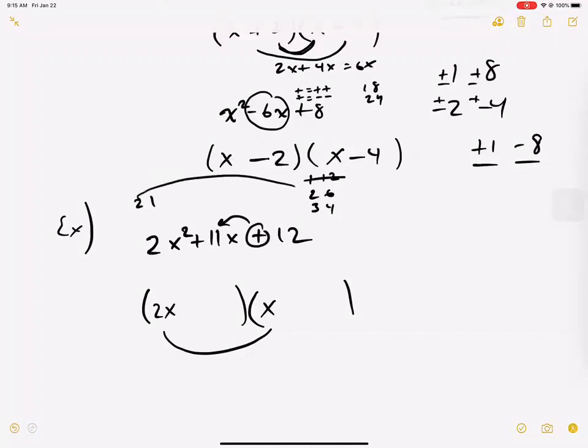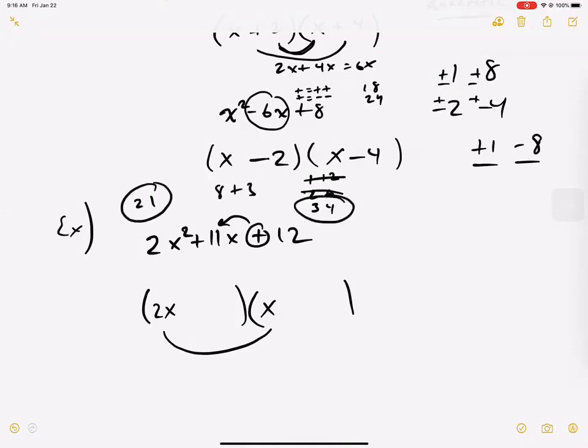2 times 2 is 4. 1 times 6 is 6. 4 plus 6 is 10. That doesn't work. 2 times 6 is 12. 1 times 2 is 2. 12 plus 2 is 14. That doesn't work. And then 2 times 3 is 6. 1 times 4 is 4. 6 plus 4 is 10. That doesn't work. 2 times 4 is 8. And 1 times 3 is 3. 8 plus 3 is the 11 that we needed.